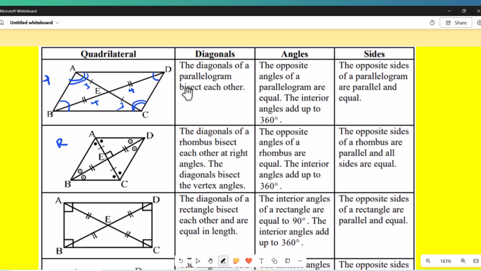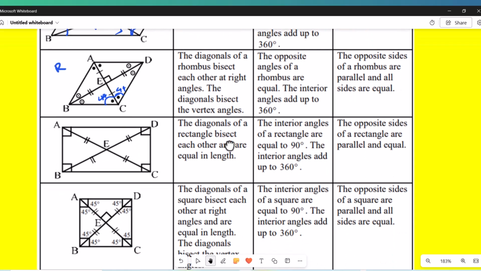What do you mean here? That if this is, let's say, 44 degrees, it's going to be 44 degrees on this side, because diagonals bisect the vertex angles. Are we together, guys? And then also the opposite angles of the rhombus are equal. The interior angles add up to 360 degrees. The opposite sides of a rhombus are parallel and equal, and all sides are equal. Are we together? Okay, let us proceed.